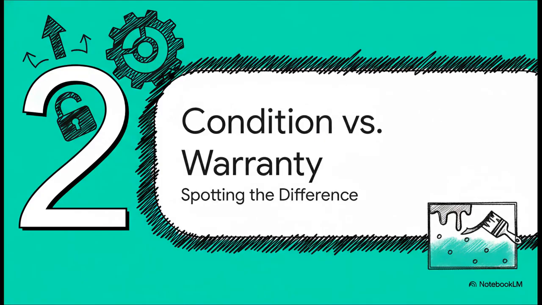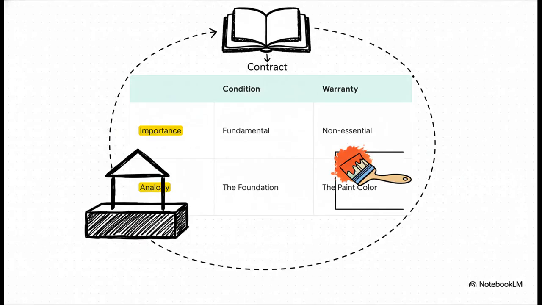All right, so to really get a grip on what a condition is, it really helps to look at what it isn't. And remember our paint on the walls from the house analogy? Well, in contract law, those less critical terms have a name too. They're called warranties. So let's just lay this out, side by side, nice and clear. A condition is fundamental. That's the foundation of the house. A warranty? That's non-essential. It's the paint color. See the difference? They're both part of the contract, for sure, but their level of importance is just worlds apart.